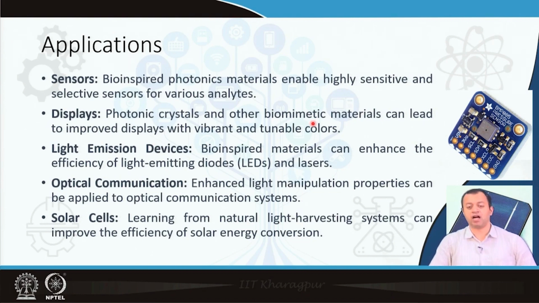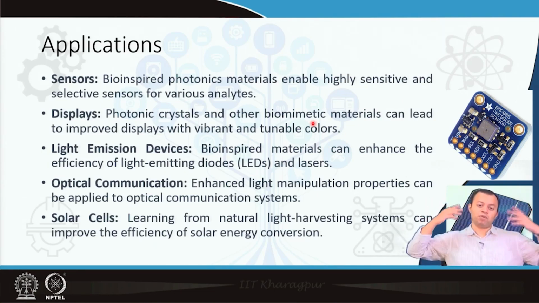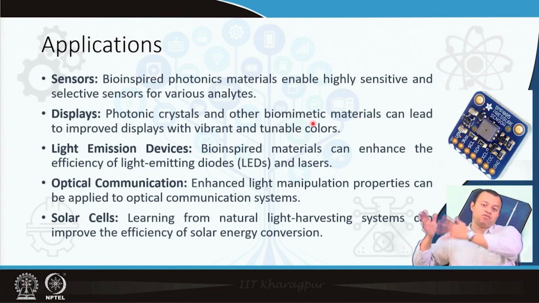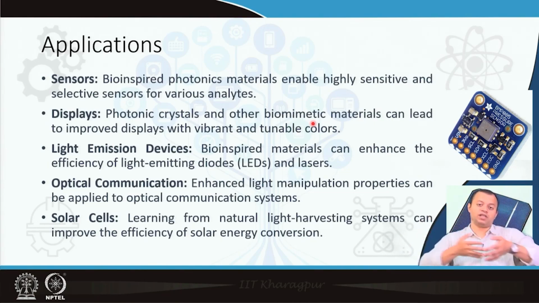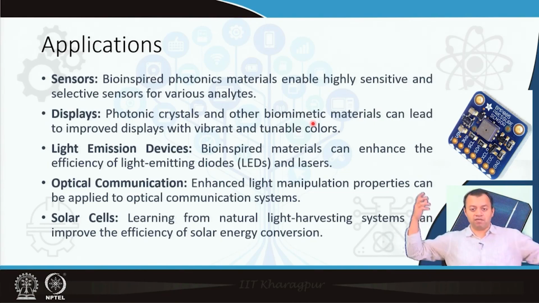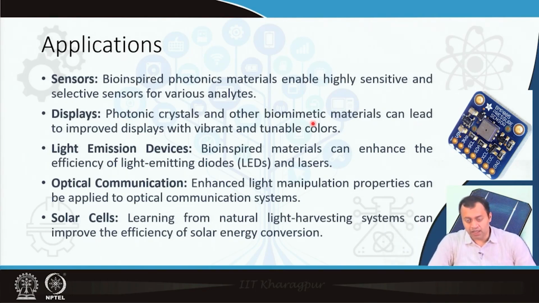Solar cells, learning from natural light harvesting systems can improve the efficiency of solar energy conversion. A large proportion of solar energy is not absorbed, only a small proportion is absorbed, that is converted into electron hole pairs in solar cells. But using these kinds of different nanostructures, not only can you increase the absorption, but also make a variety of wavelengths, a variety of light, all the 7 colors, infrared, ultraviolet being absorbed and thereby converted to electron and hole pairs.